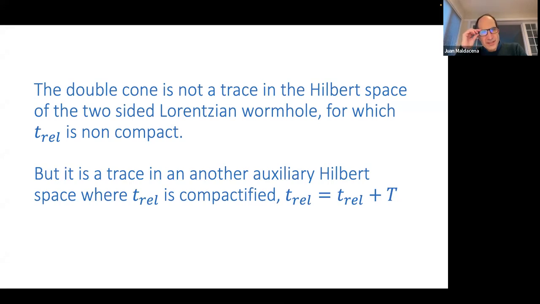So one conclusion of this discussion is that the double cone is not a trace in the Hilbert space of the two-sided Lorentzian wormhole, for which T relative is non-compact, but it is a trace in some other auxiliary Hilbert space where T relative has been compactified, and otherwise it's the same.